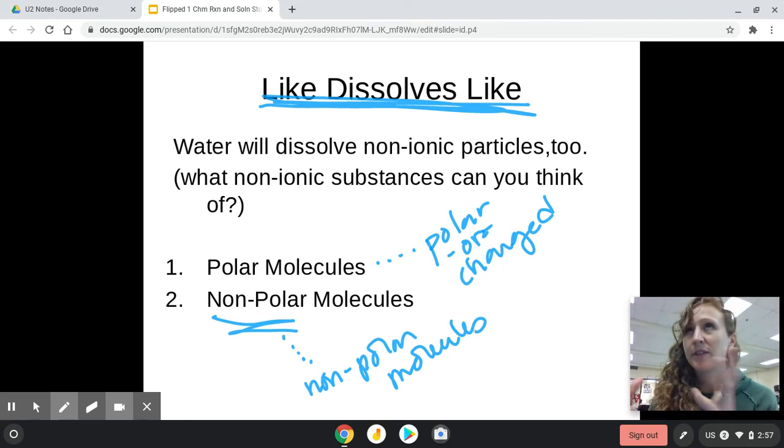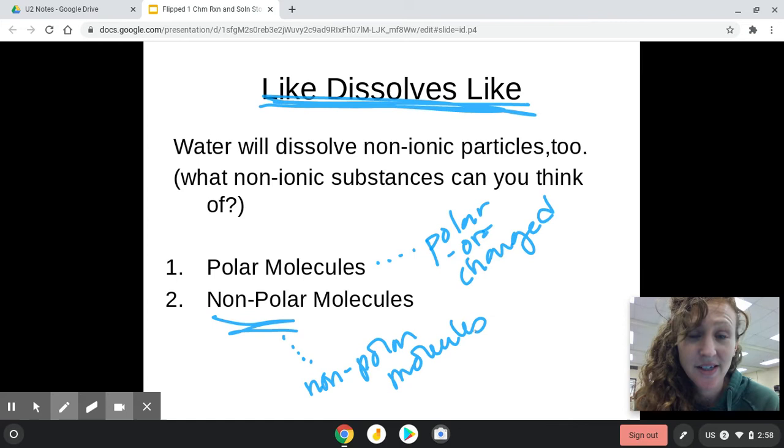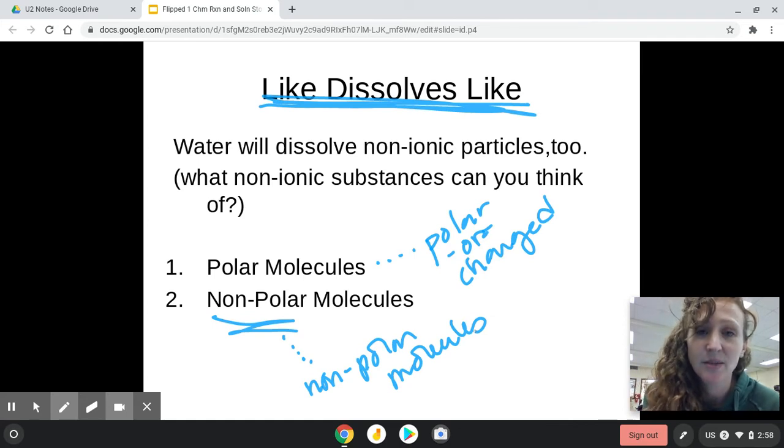So think about this in your day-to-day life. What kind of things can you put in water that will dissolve? What kind of things can you put in water that will not dissolve? Some things that would dissolve in water would be something like sugar, which is a polar molecule, and salt, which is ionic and has charges inside the molecule.